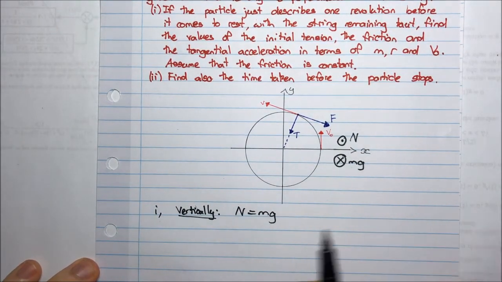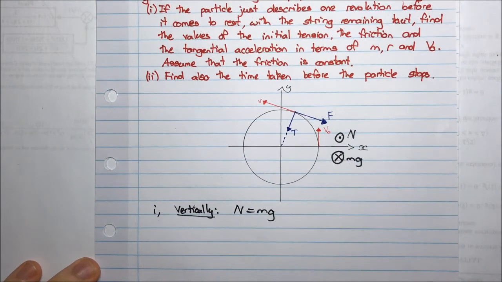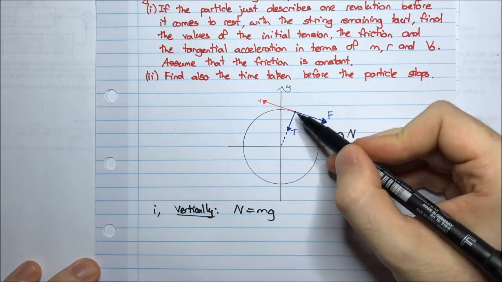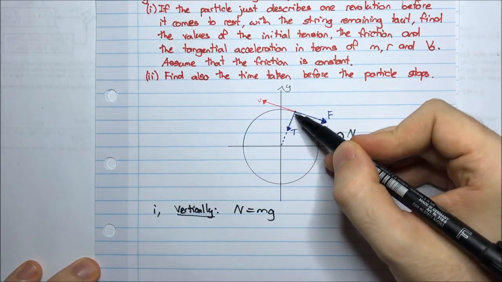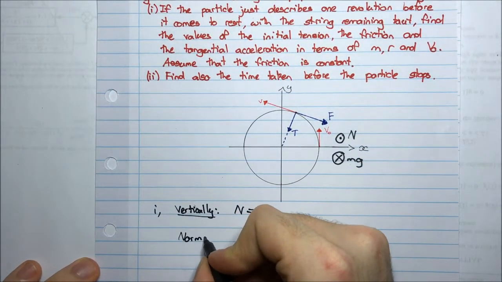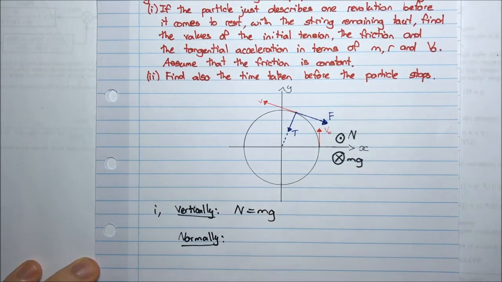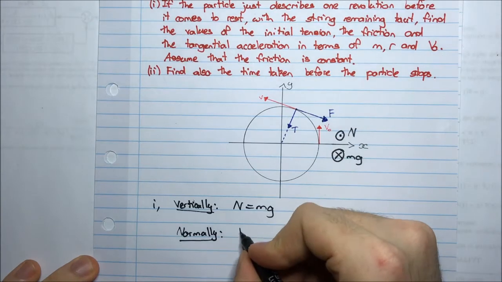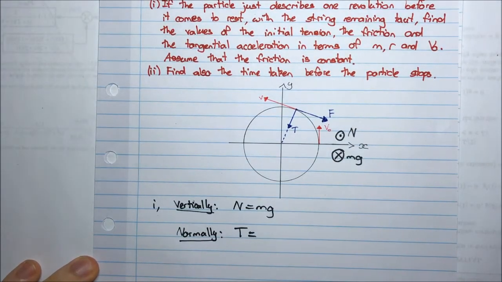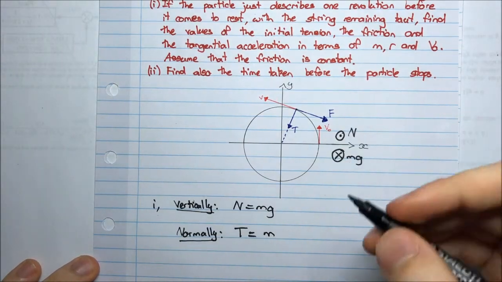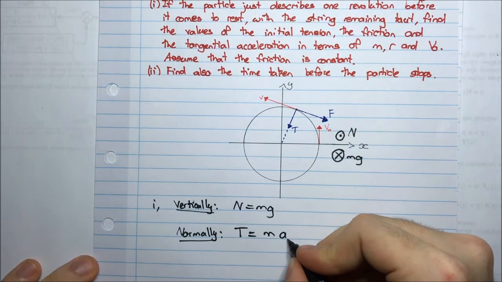Now we need to consider the horizontal forces. In the horizontal forces, we have two different components: the tangential component and the normal component. So first, let's consider the normal component. What do we have? We have the tension force, going inwards, so capital T. And what's that equal to? That's equal to mass times the acceleration in the normal direction, so I'm going to call that a sub n.